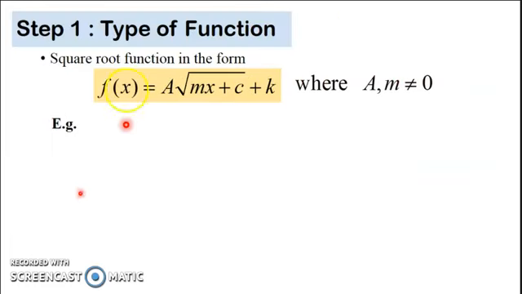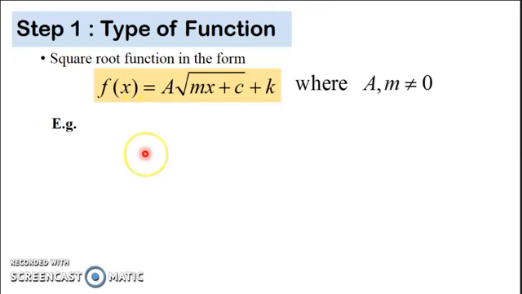So first, step 1. You will need to know what I mean by the type of functions. The square root functions that I refer to here have the form of a constant a multiplied with a square root, where the content inside the square root is a linear function mx + c, and then plus another constant k. This constant k can be 0, positive or negative, and the a is mainly referring to the sign of the square root function.